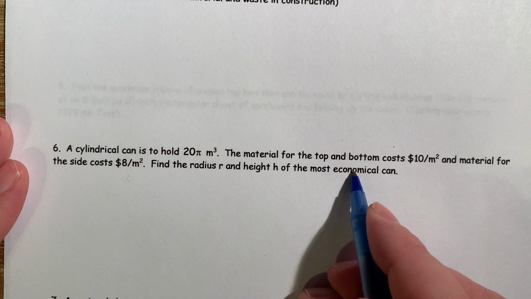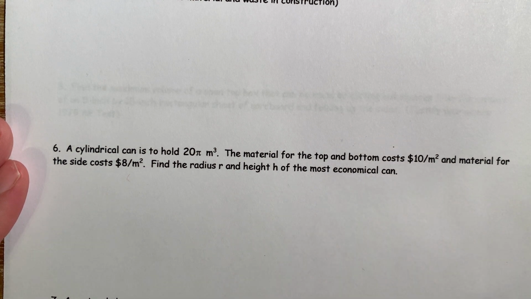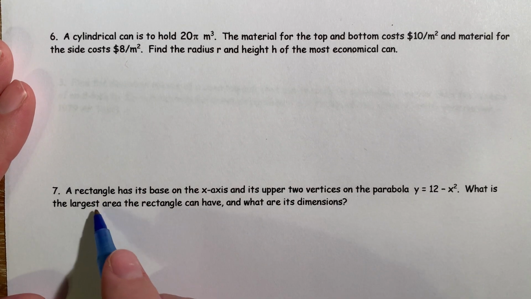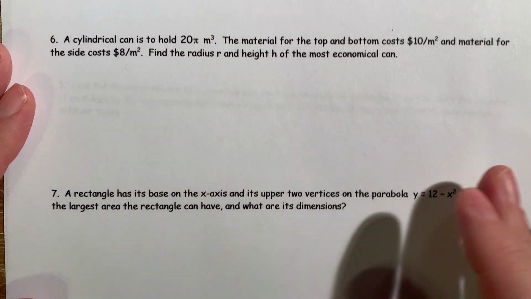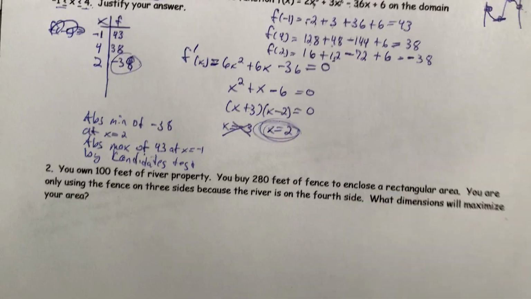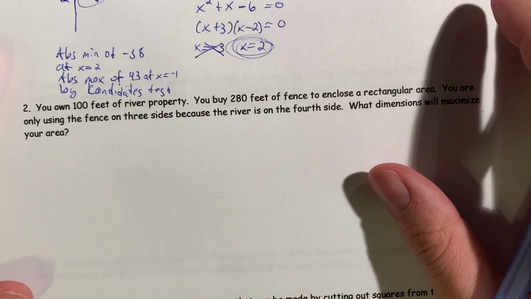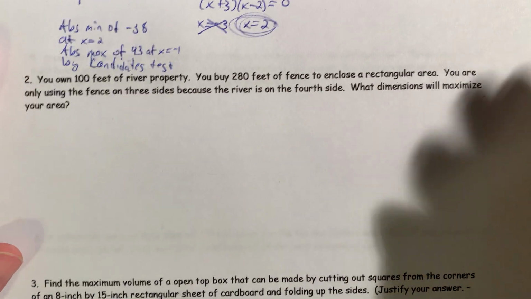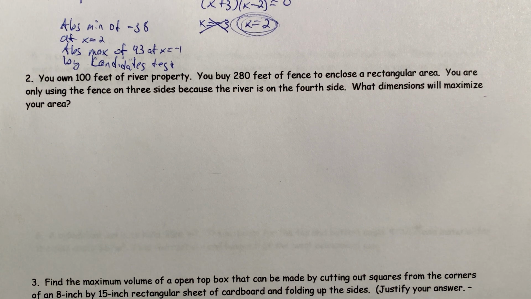We want to find the most economical can, which means minimizing the price of the can. And here we want to have the largest area a rectangle can have. We're maximizing the area. So these are going to be some things we want to find the maximum and minimum of today. Similar to related rates, some of the setup is going to involve drawing a picture sometimes and figuring out how to write an expression for the thing we want to minimize.